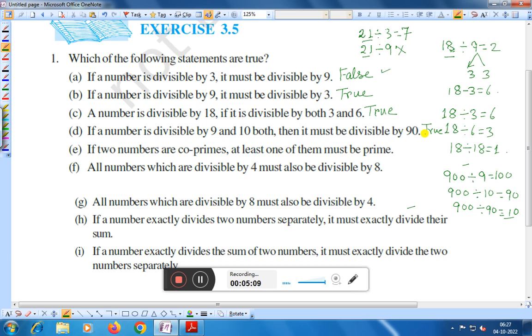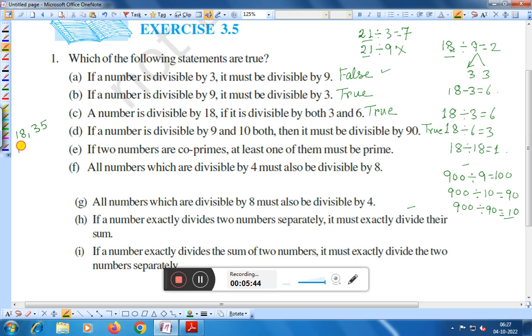Next one, if two numbers are co-prime, at least one of them must be prime. This is not a necessary factor, right? Suppose we are taking two numbers, one is 18 and the other is 35.